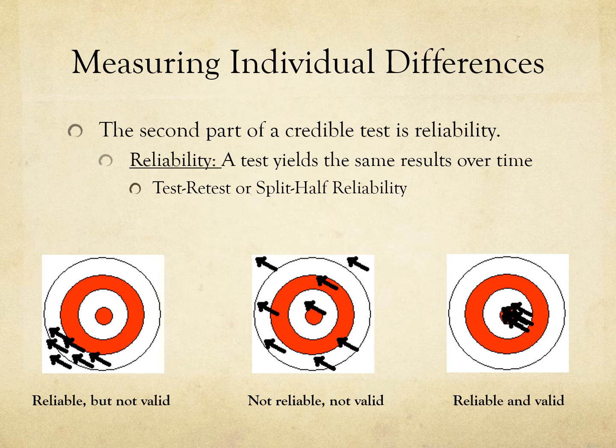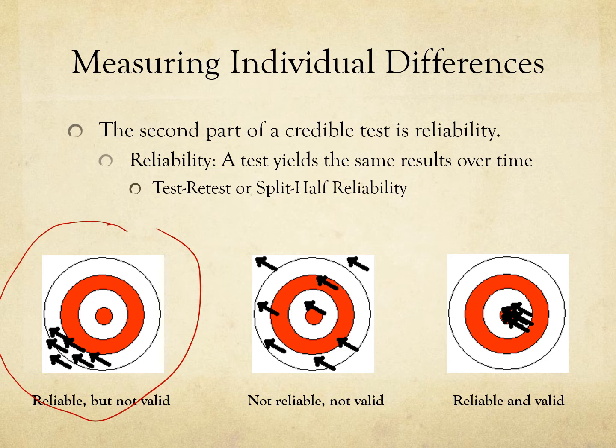Because if the tests are all over the place, that's not something that you want to be using. You want it to be consistent. So here's some examples if you look at the targets here. The first one right here, you see the target, and all the arrows are very similar, but they're not hitting the target. So this is reliable. You're getting consistent results, but it's not valid. You're not testing what you want to test.